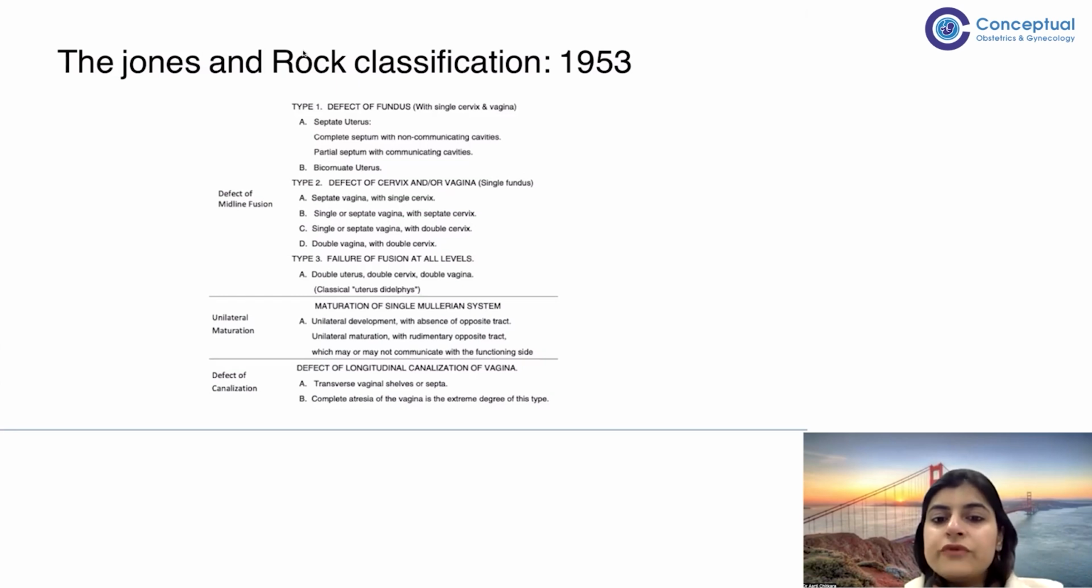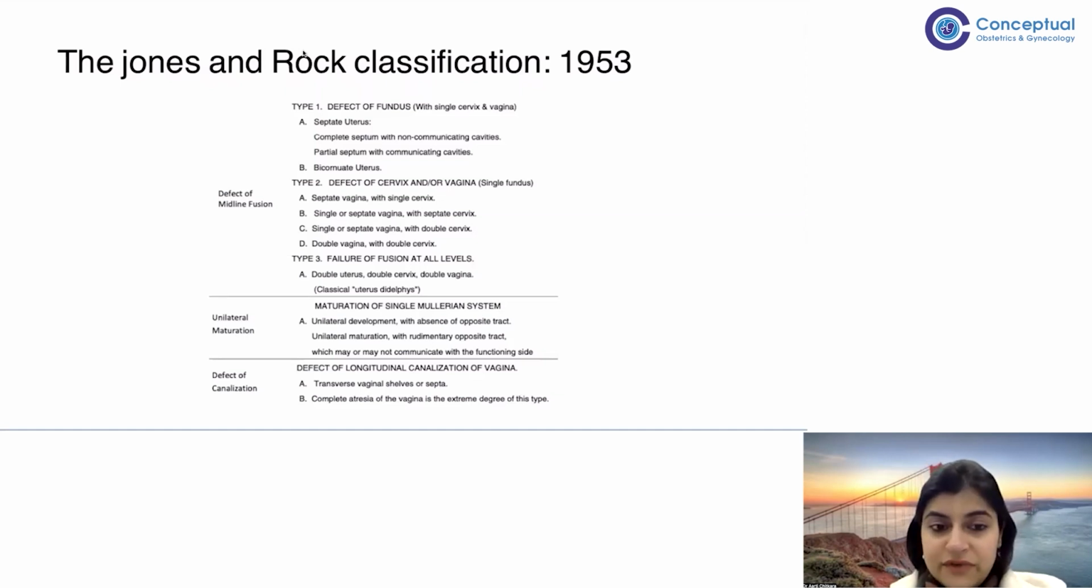Third is failure of fusion at all levels, which is called uterus didelphys. If you understand this classification system, you will feel that this was so comprehensive. Why do we need more revisions to it? Let's see what the drawbacks of this classification system are and why there were better revisions and better understanding of the Mullerian anomalies that was later seen.